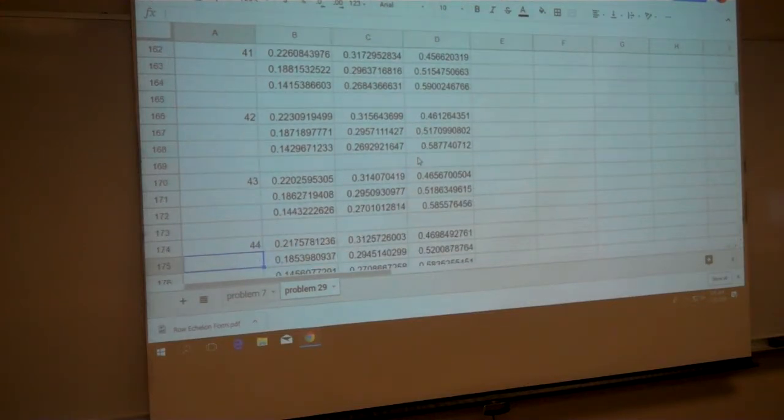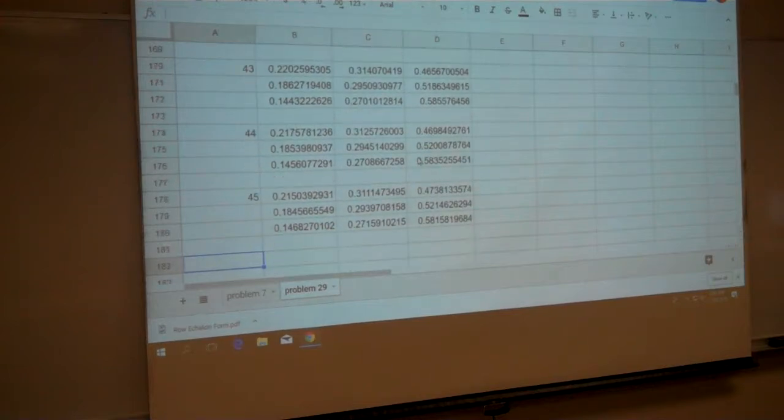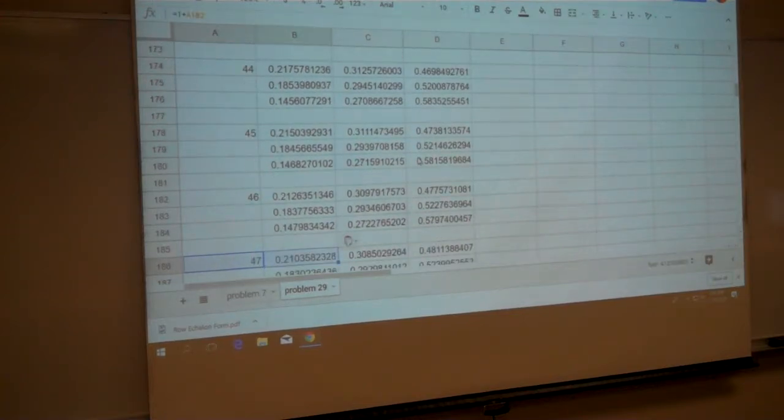Where's all this going? 45 years later, we're still drifting. That's interesting.